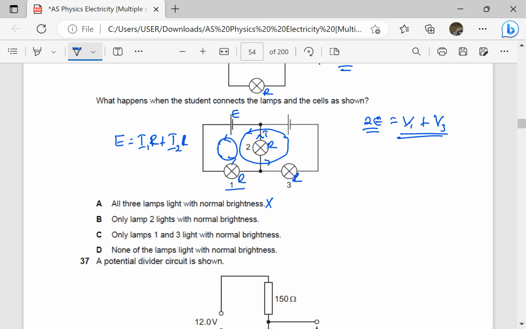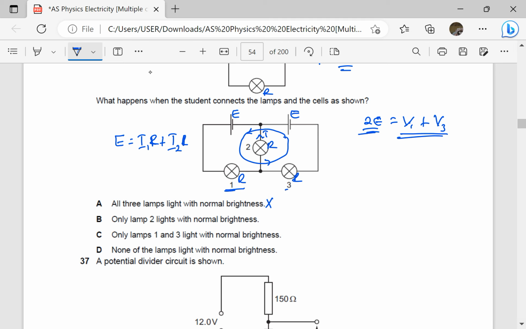Only lamps 1 and 3 will light with normal brightness. That is going to be very true because when you use an external loop, ignoring the one at the center there, it means that twice EMF, because this is E and that is E, twice EMF would give us the PD across 1 and the PD across 2.